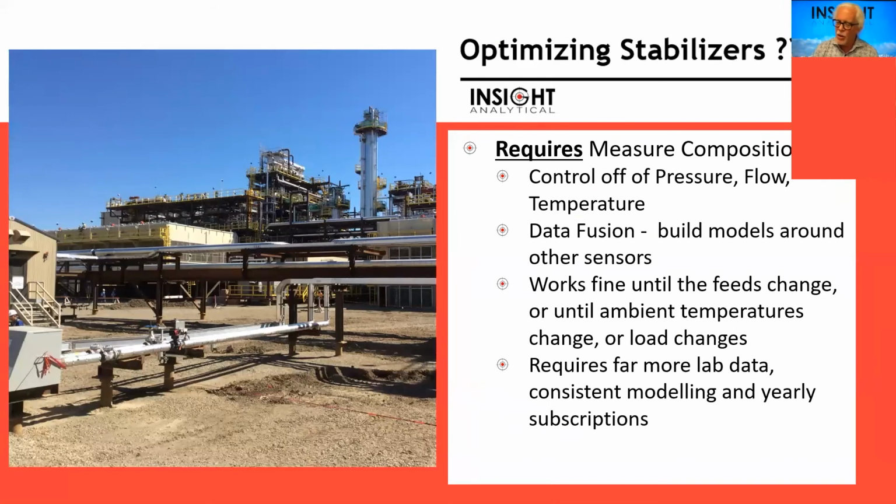There are people out there that say, "Oh, you don't have to do the measurement. There's enough process data already. You've got pressure transmitters and flow transmitters and densitometers, and we can do some data fusion kind of thing and build you a model which is going to tell you what the operating set point should be." And all of that works as long as you're doing labs every day constantly, because as soon as feeds or ambient temperatures or plant load changes, those models tend to fall apart. Requires far more lab data and consistent modeling and yearly subscriptions to software development rather than just putting in what you really need, which is measure the composition.